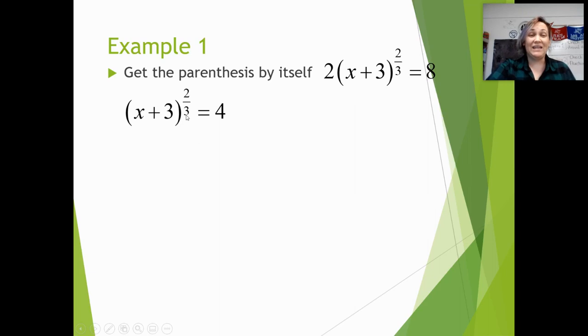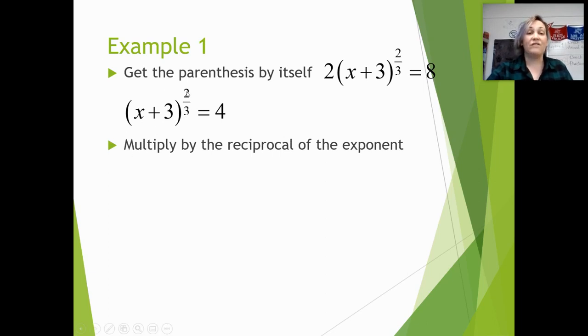Now, I need that exponent to get off of those parentheses, right? Everything is trapped inside the parentheses until the exponent goes away. To get rid of an exponent, you're going to multiply the exponent by its reciprocal. So we have 2/3. I'm going to flip it, and make it a 3/2. And whatever we do to one side, we have to do to the other side. So if I'm going to put an exponent of 3/2 on the left-hand side, I also have to put an exponent of 3/2 on the right-hand side.